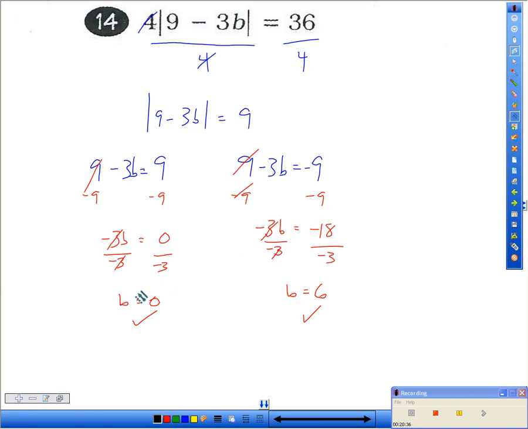Since this is just an equation, when we form our graph, all we need to do is plot the 2 points that we came up with, 0 and 6, and put dots on 0 and 6. We don't need to shade in one direction or another because all we have is 2 solutions, 0 and 6.